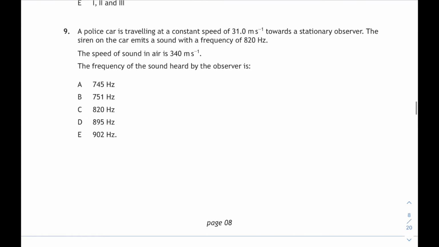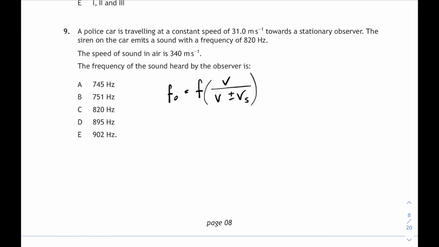This is about the Doppler effect with sound. A police car is travelling at a constant speed of 31 metres per second towards a stationary observer, and the siren on the car emits a sound with a frequency of 820 Hz. Speed of sound in air is 340 metres per second, so the frequency of sound heard by the observer is... Well, let's go straight to our relationship sheet and find the relationship for the Doppler effect for the observed frequency of a sound from a moving source.